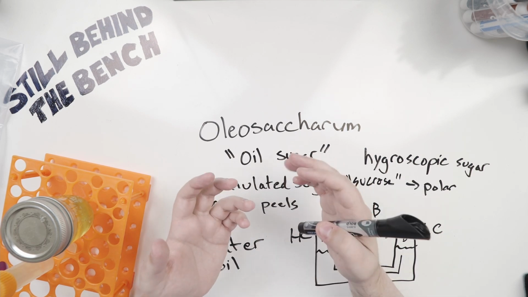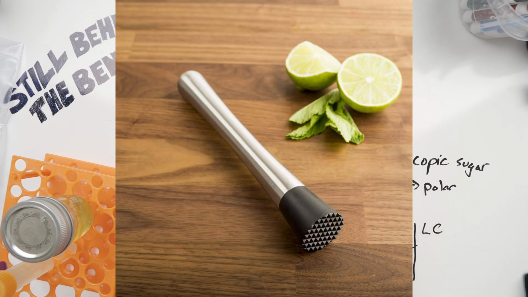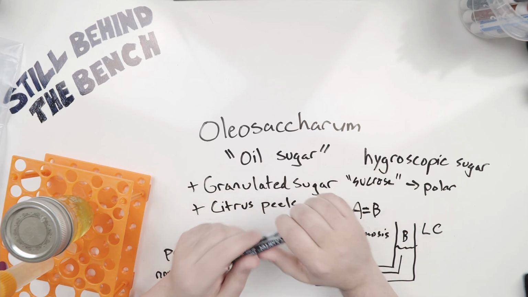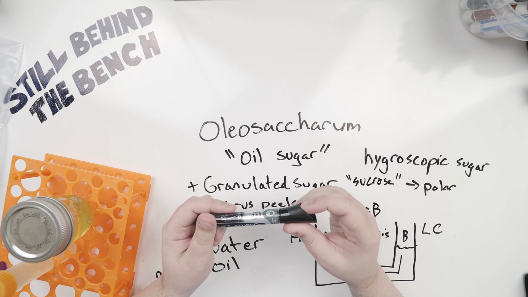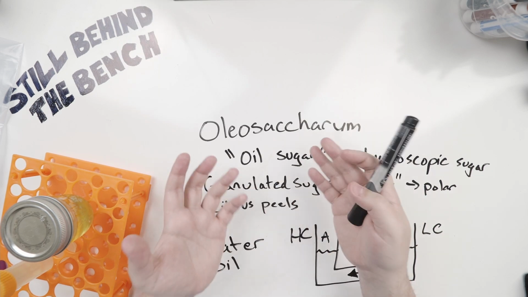So the oil glands are very small, but they're very easy to damage with the right tools, like a muddler. If you've ever seen someone spritz a lemon or orange peel, it's these oil glands bursting open as they're compressed and releasing their oils. You don't actually need a muddler, but it's best to use a muddler.